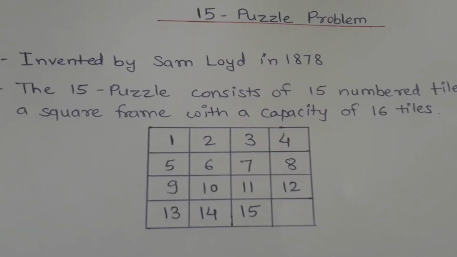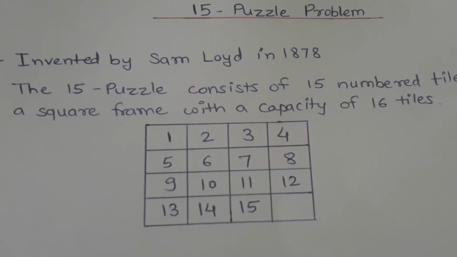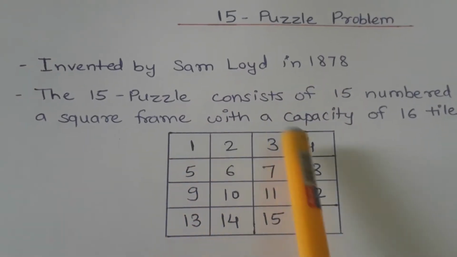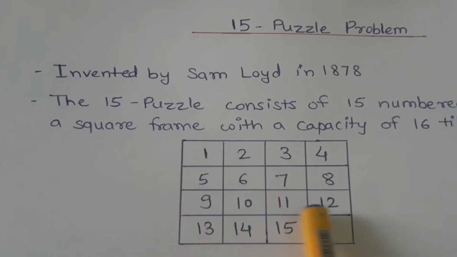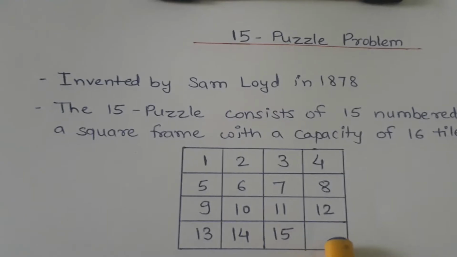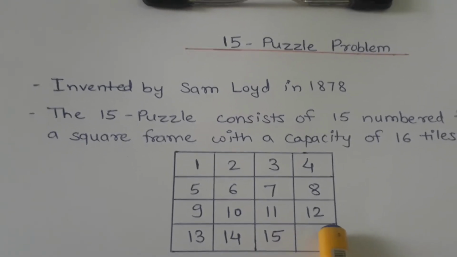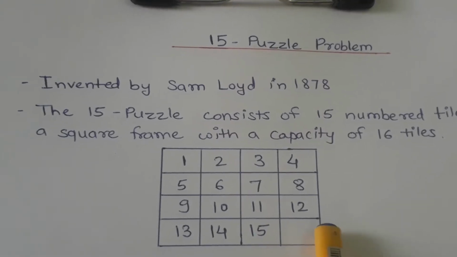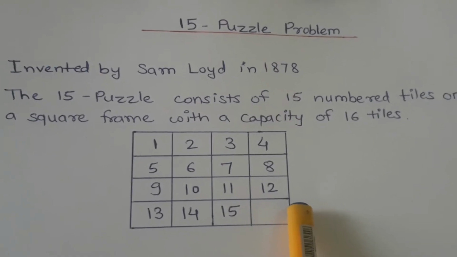Here we can see each tile is numbered from 1 to 15 and there is one empty tile placed next to 15, and this is our goal arrangement.